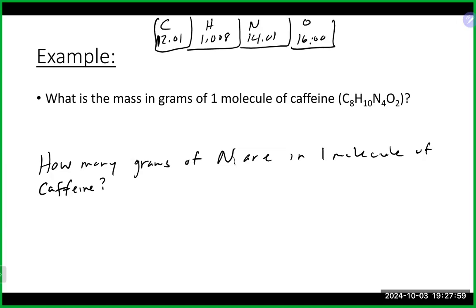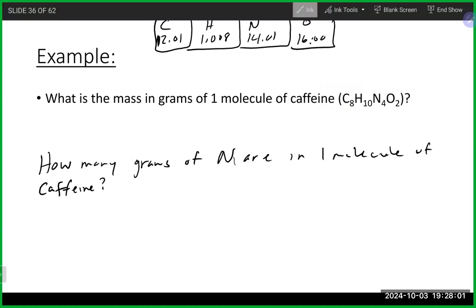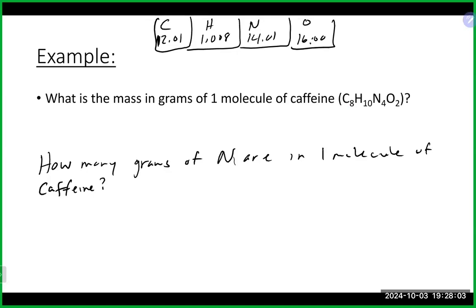Okay, so let's take a look here, see what we got going on. So we got, what is the mass in grams of one molecule? So molecules in play, which means Avogadro's number needs to be used. That Avogadro's number will take us to moles, and then we could go from moles to grams using the molar mass at that point. So we need to calculate the molar mass here. So let us do that.